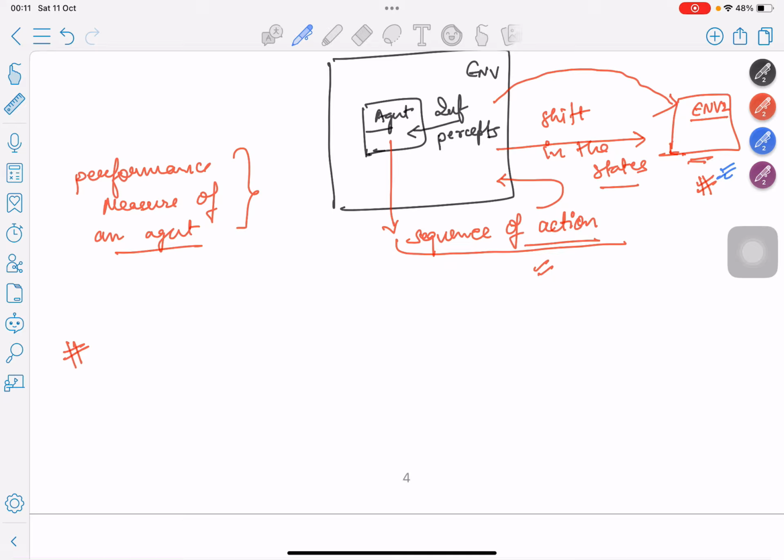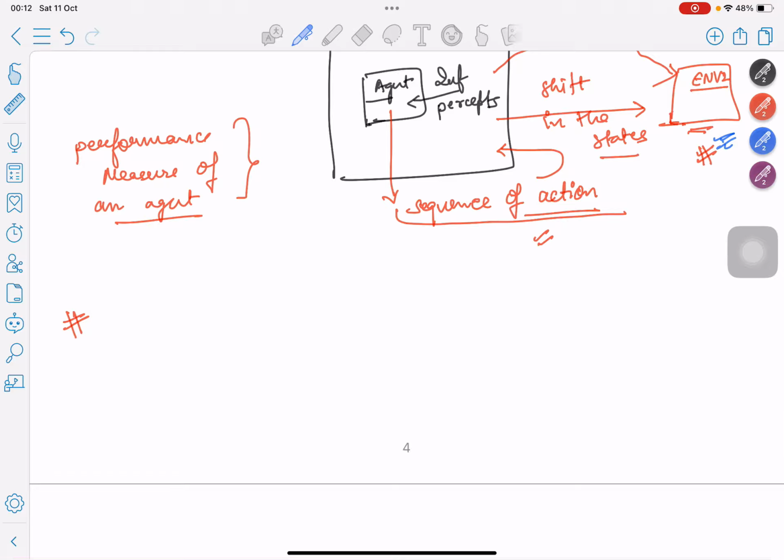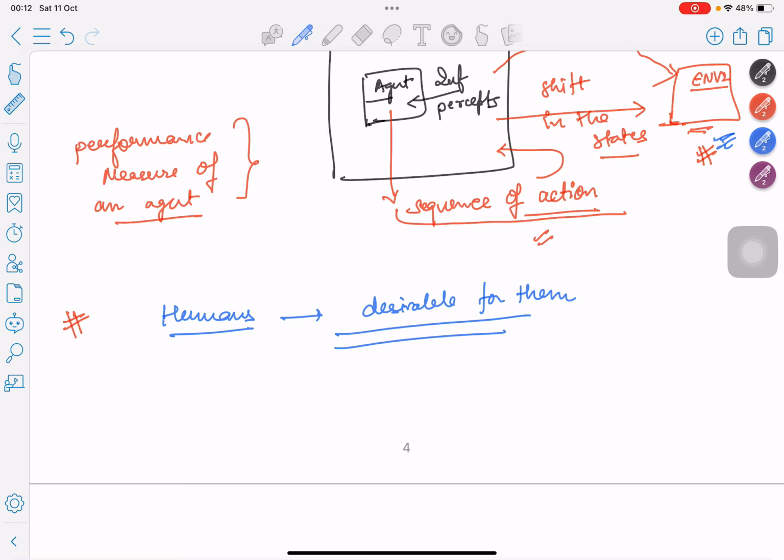For me, this state could be desirable. For another person, it might not be desirable. We have our own personal preferences about what is a desirable state and what is not. Humans can make that choice. That's the inherent nature of humans, that they can decide what is desirable for them and what is not. Now I will bring a certain autonomy into it.